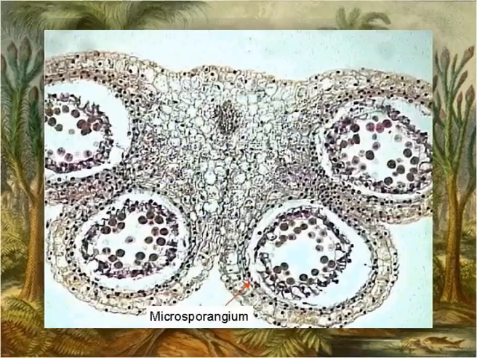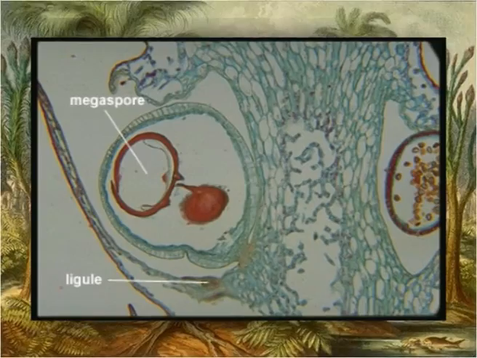Heterosporic plants produce small spores called microspores which either germinate to become male gametophytes or have reduced male gametophytes packaged within them, and large spores called megaspores that germinate into female gametophytes or have female gametophytes packaged within them.